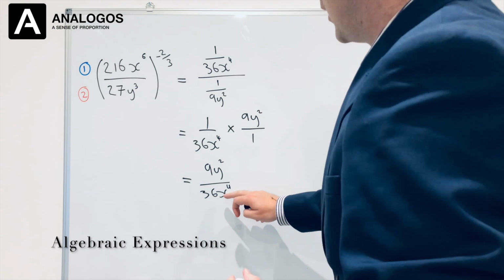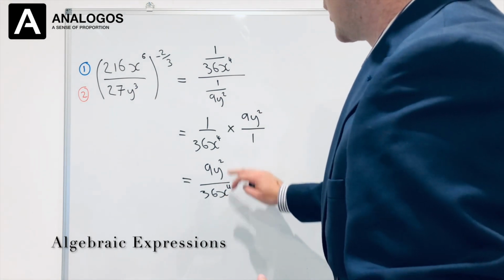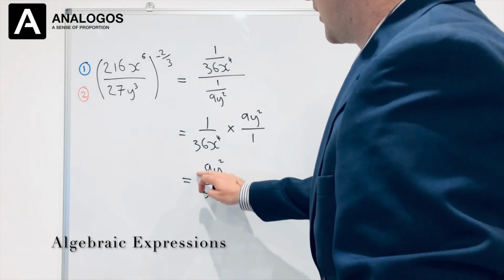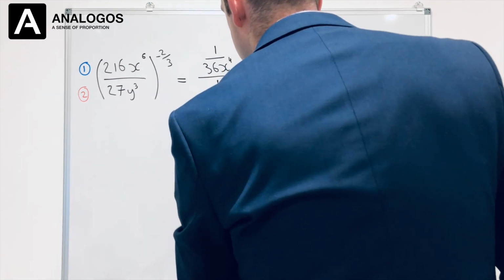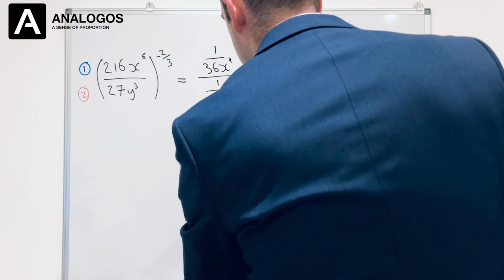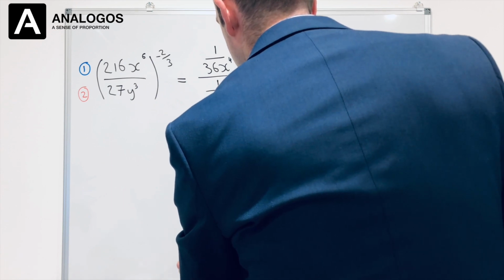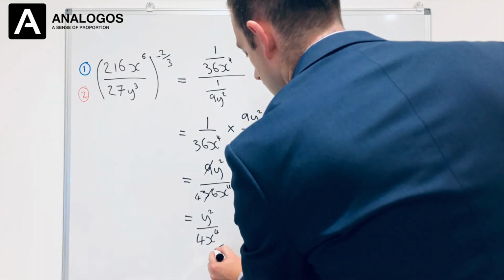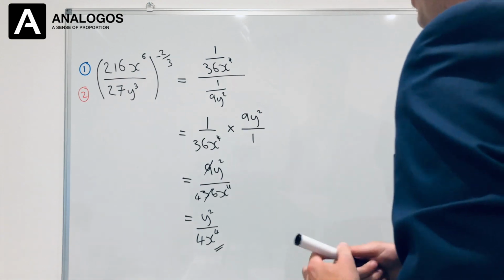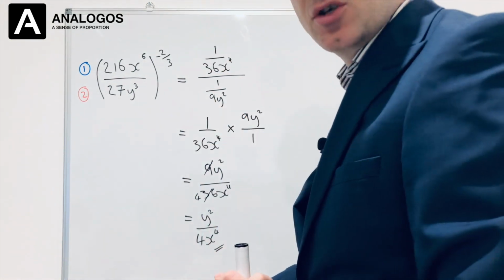The y squared and the x to the power of 4 can't cancel, we've got separate letters, but the 9 and 36 have a common factor of 9. Okay, 9 goes into 36 4 times, so we're left with y squared over 4x to the power of 4. And that's your final answer. That's quite a long question, but if you take it one step at a time, it's not too bad.